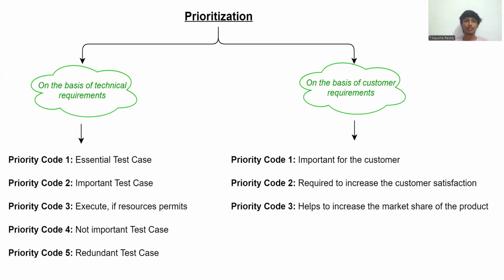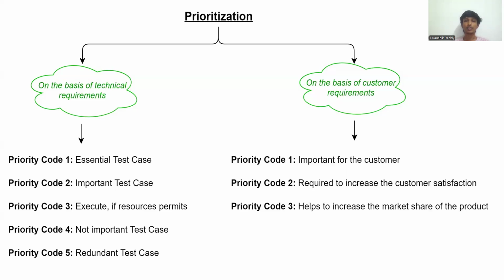First one is priority code 1 with the essential test cases, then priority code 2 with important test cases, priority code 3 execute if resources permit, priority code 4 not important test case, priority code 5 redundant test case.